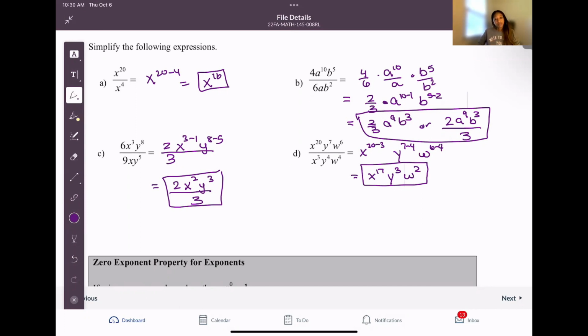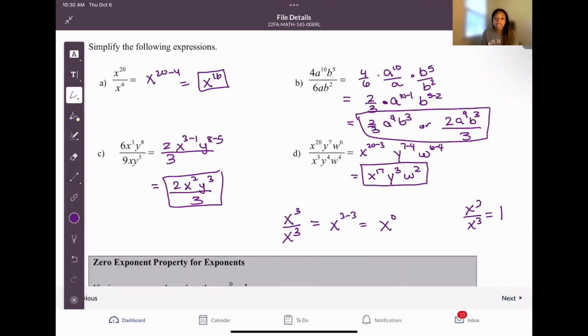All right, this brings us to another very important property. Well, what if we had something like x to the 3rd over x to the 3rd? By this property, that would be x to the 3 minus 3, which is x to the 0. But what does it mean for us to have an exponent of 0? Well, we know that if we take anything and divide it by itself, x to the 3rd over x to the 3rd, that should be equal to 1.